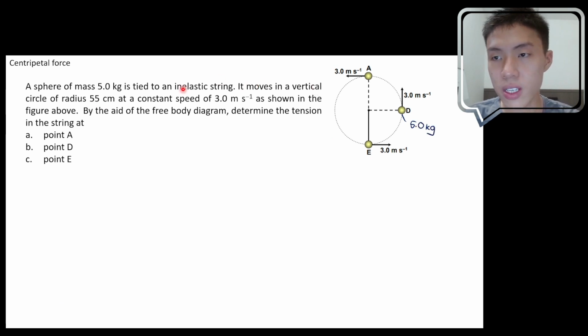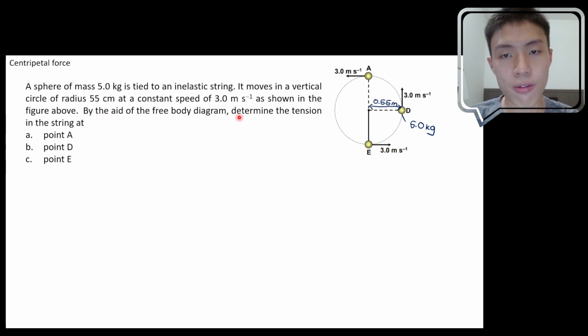It moves in a vertical circle of radius 55 cm. So this circular motion here has a radius of 55 cm, equivalent to 0.55 meter, at a constant speed of 3 meter per second. So throughout this journey, the speed is constant at 3 meter per second, as shown in the figure above.